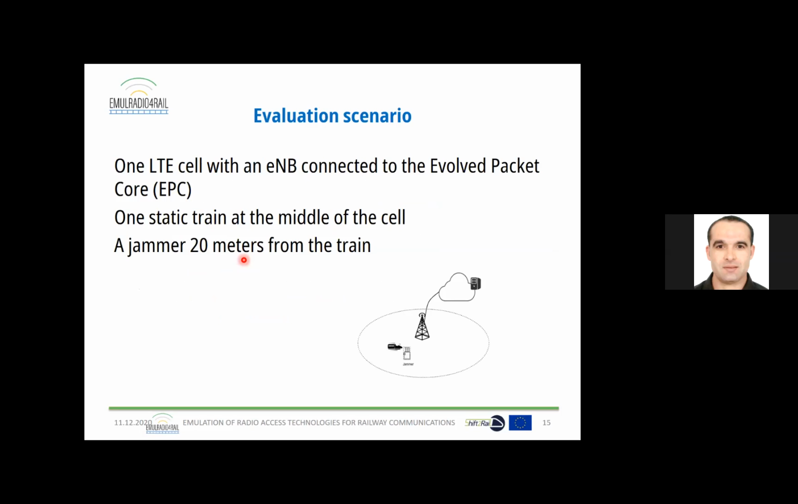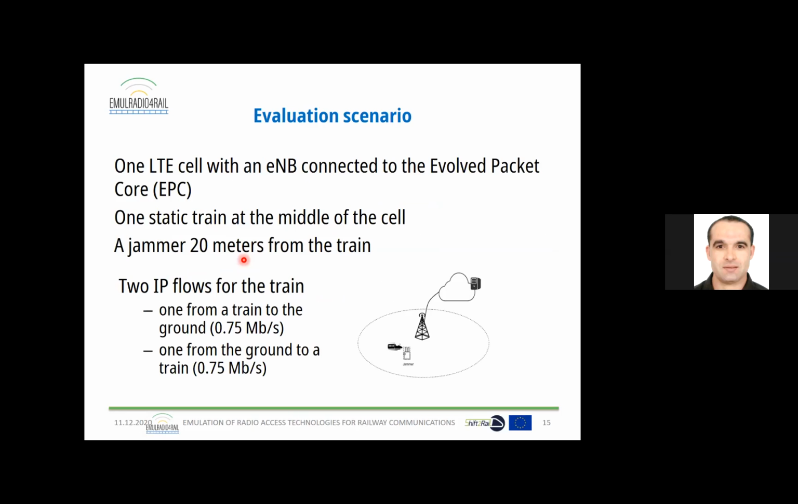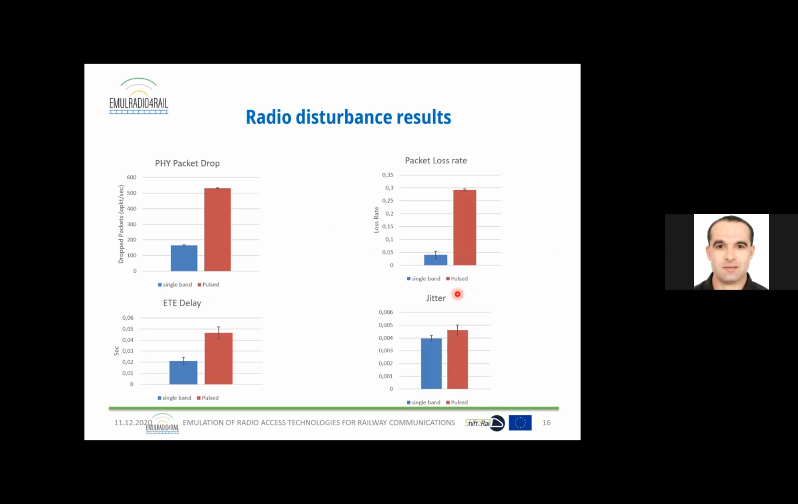As an evaluation scenario, we consider also one LTE cell. We put a static train in the middle of the cell and a radio jammer 20 meters from the train. And we consider the same IP flow as the previous scenario. And here is an overview of the obtained results. We can see that the physical packet drop resulting from the pulsed jammer induced significant disturbances, 4 times more than the single band jammer, here in blue.